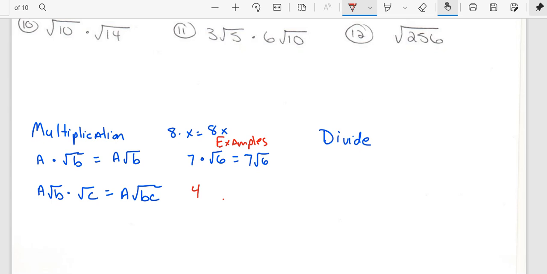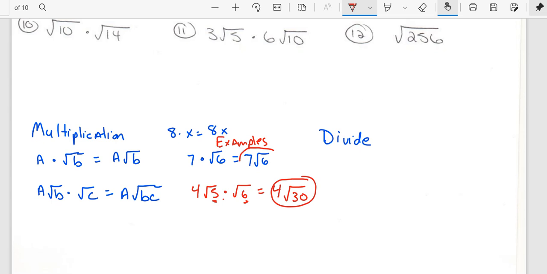All right. So give you a quick example of that. Let's say we had something like 4 root 5 times the square root of 6. If we had 4 root 5 times the square root of 6, this answer would be 4, because the 4 would not be multiplied by the 6 because the 4 is not under the radical. But the 5 and the 6 can be multiplied. So our answer will be 4 root 30.